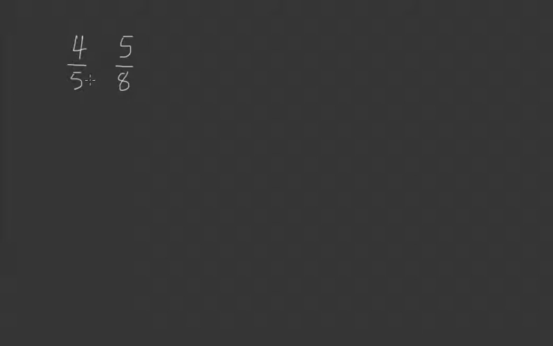So we know that 5 has 5, 10, 15, 20, and we can go clear up to 100, but we're not going to go clear up to 100. We're not going to go clear up to 80. We're going to stop at 40. And the reason why is because 5 goes into 40 8 times, and 8 goes into 40 5 times. And there is no smaller multiple, all right?